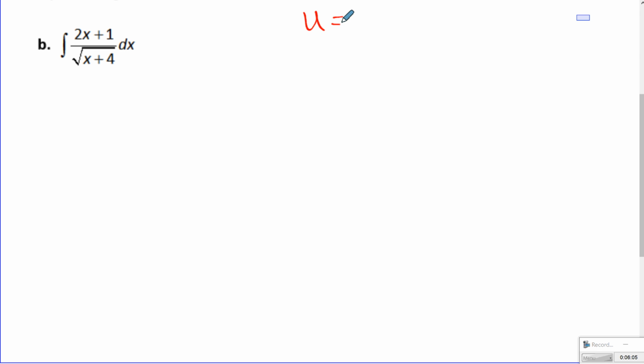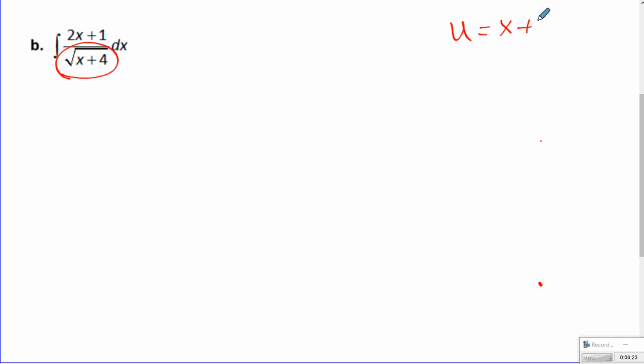I think I should choose the bottom. It looks more complicated, doesn't it? Oh, it's not letting me write. It looks more complicated. It's got the square root. And so I'm going to go with just the x plus 4 portion, x plus 4, because the derivative of that would be dx.